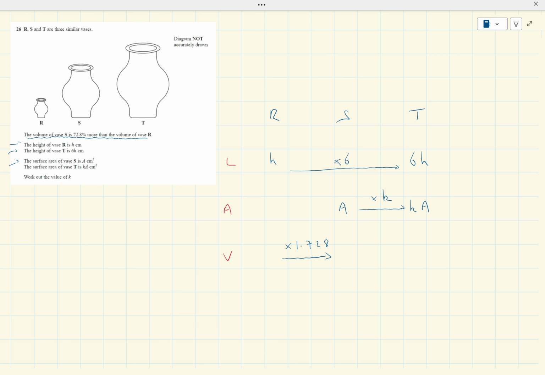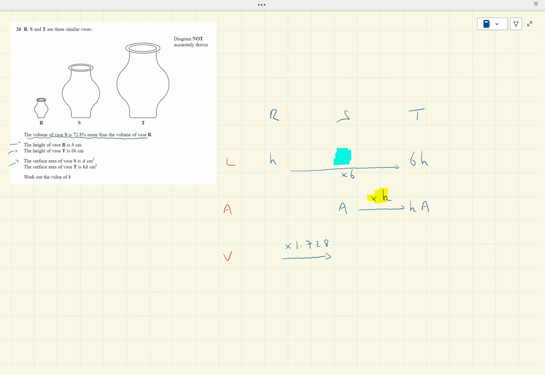Now, I'm going to just write that times 6 under here because otherwise it'll get in the way of writing down the linear measurements, the height of S perhaps, which is going to go here, isn't it, if I'm able to find it. So I've been able to fill in quite a lot there from the information in the question, and the question is asking me to find out K, to find out the area scale factor from S to T.